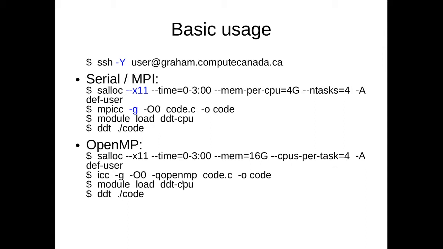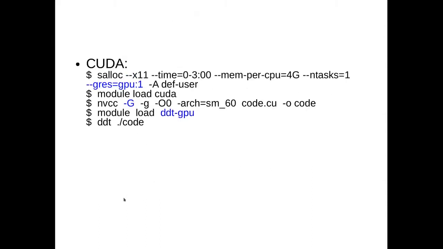Here is how you compile an OpenMP code: you just add -qopenmp with the Intel compiler and of course -g. You load the same module and you run exactly the same way as before. On the next slide, you can see what you have to do if you want to debug a CUDA code.